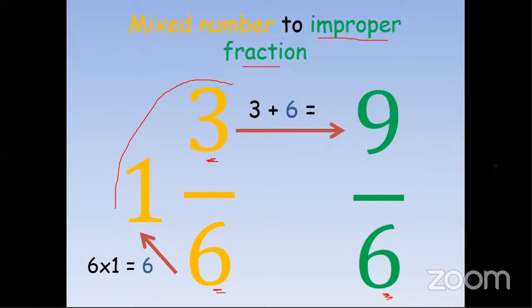That's how we are converting. Please take note of the steps. We keep our denominator constant, multiply the denominator by the whole number, add your answer to the numerator, and then you get your answer. That's how we are getting it.